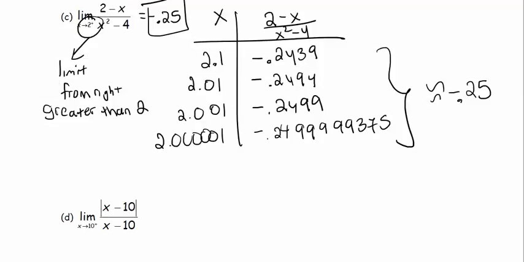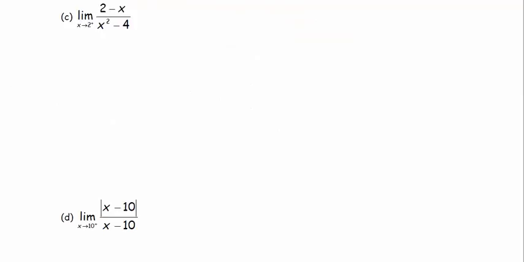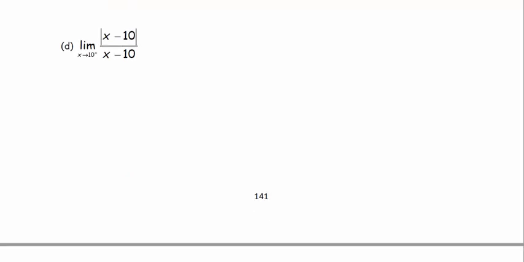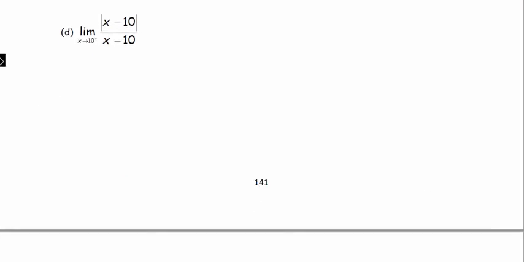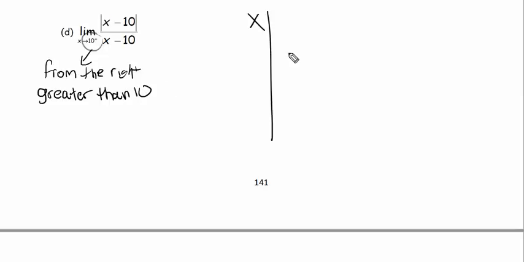Alright, last one on this page here. So I'll go to letter D for you. So same thing, we have limit as x approaches 10, and that will be from the right because of that little plus sign there. And so that means we're going to substitute numbers that are greater than 10 in for x, so x in those bars are absolute values, so please try not to forget that.